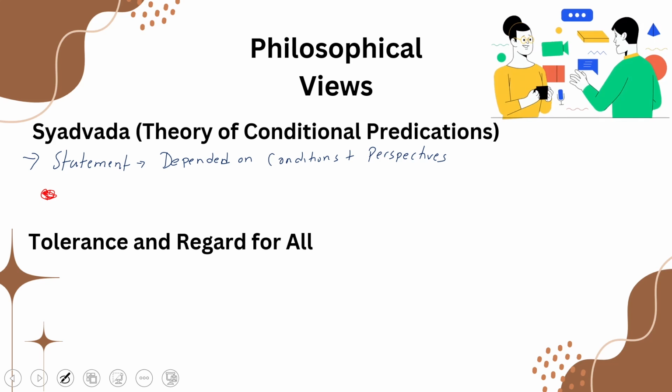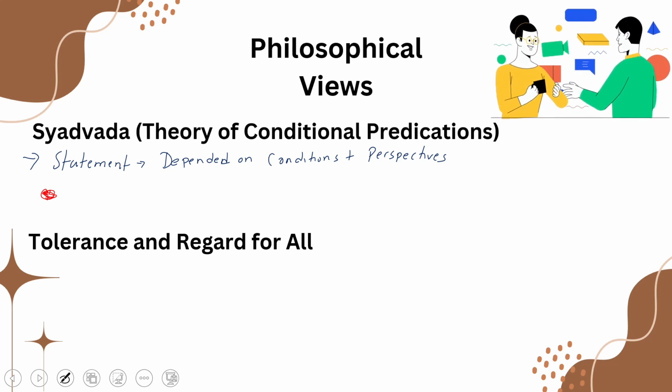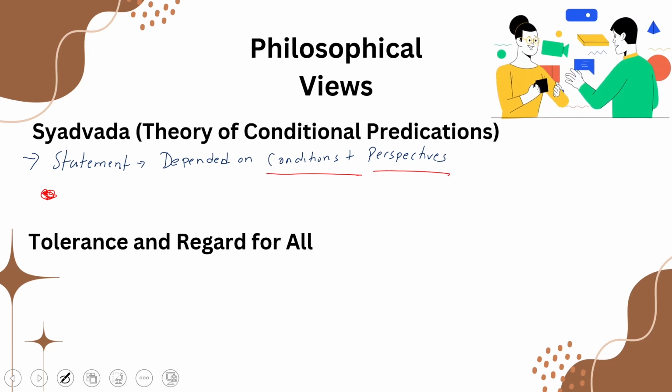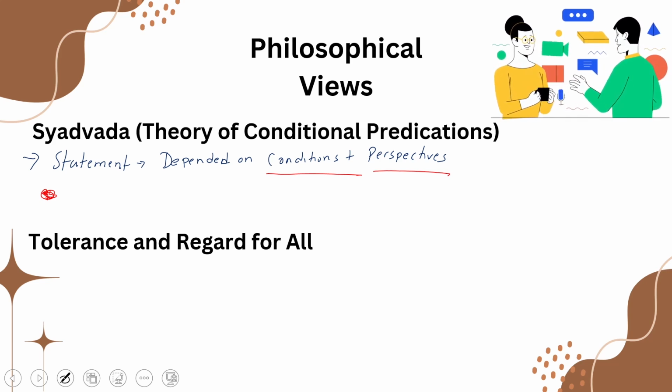Now the same apple, if it is seen in a very dark room, it will appear to be a darker shade of red, it won't be a bright red. Similarly, if it is put under the X-ray, we see that it will appear differently. So that means it depends on the conditions, depends on the perspectives and how we look at various things in life. Another important aspect we see is tolerance and regard for all.